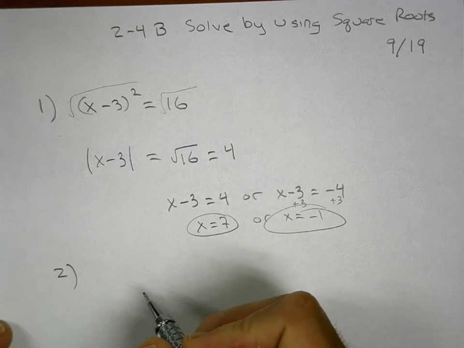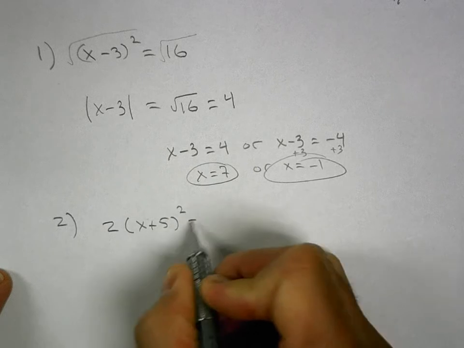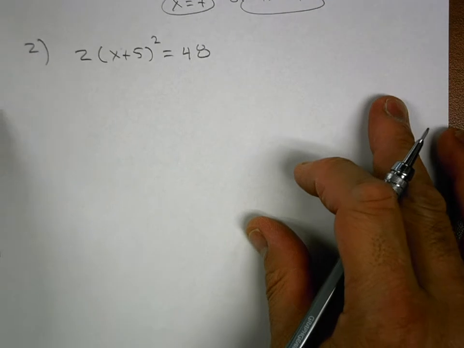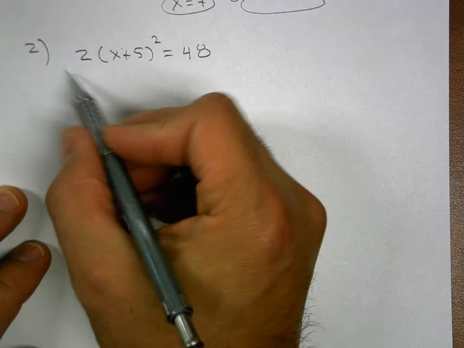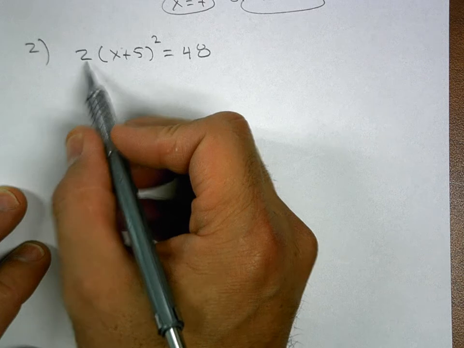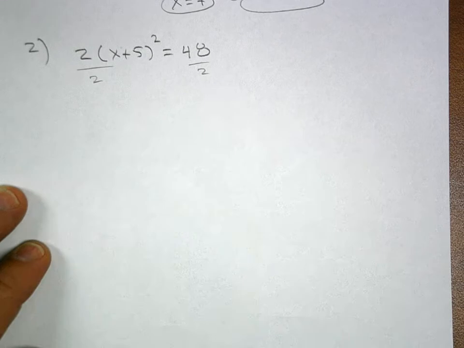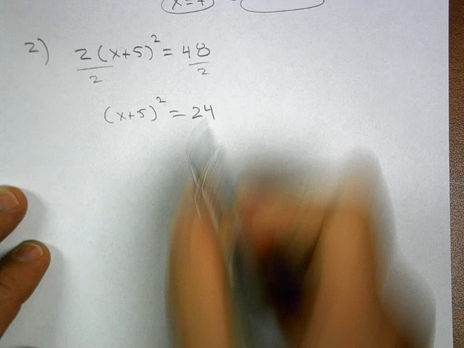Number 2. 2 times x plus 5 squared is equal to 48. All right, so let's solve for x. What do you think we do? Divide by 2. Let's get rid of the 2 first. I don't want to square root it right now. Why? Because the square root of 2 is a decimal, right? I don't want to do that. So let's go ahead and divide by 2 to isolate this square. So x plus 5 squared equals 24.